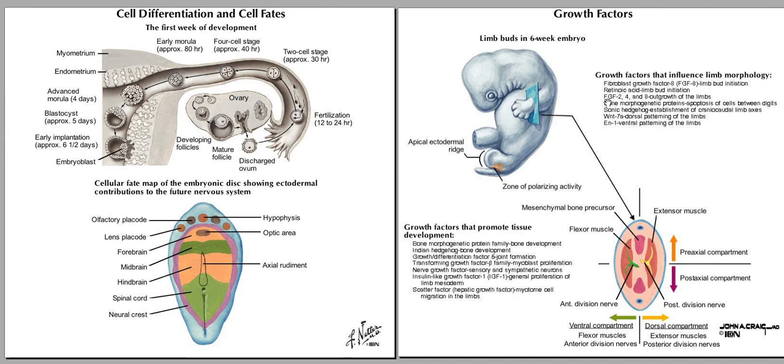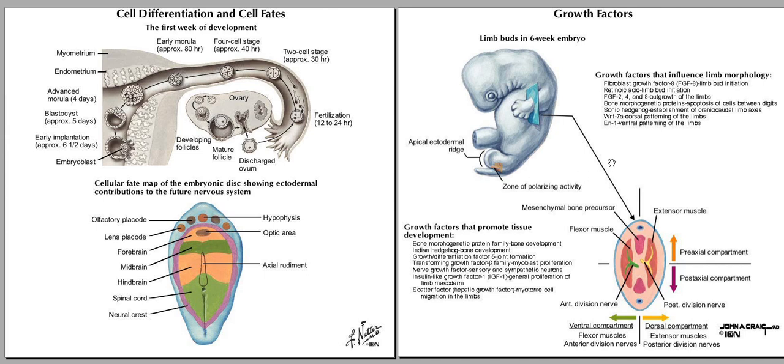Right, so the growth factors from week 6, the limb buds in a week 6 embryo. The growth factors that influence the limb morphology basically are the fibroblast growth factor 8 that leads to the limb bud initiation, and retinoic acid for limb bud initiation. So we have fibroblast growth factor 2, 4, and 8 for growth of the limbs.